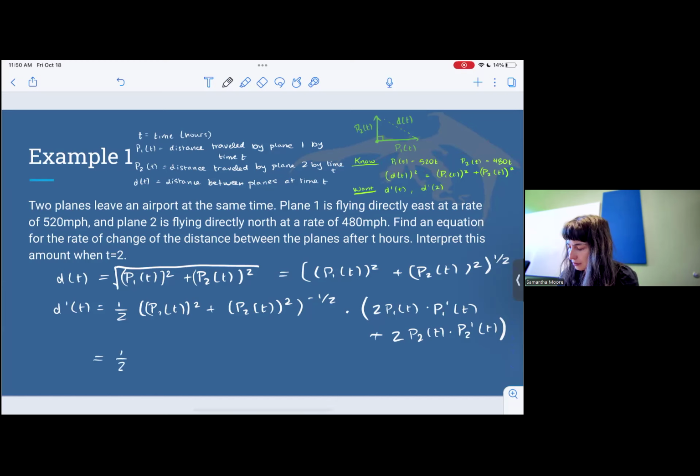So d prime of t is 1/2 times p1 of t squared, so that's 520 squared t squared, plus p2 of t squared is 480 squared t squared, to the minus 1/2 times 2 p1 of t, which is 520 t, times p1 prime, which is just going to be 520, plus, this is all in parentheses, 2 times p2 of t, which is 480 t, times p2 prime, which is again 480.